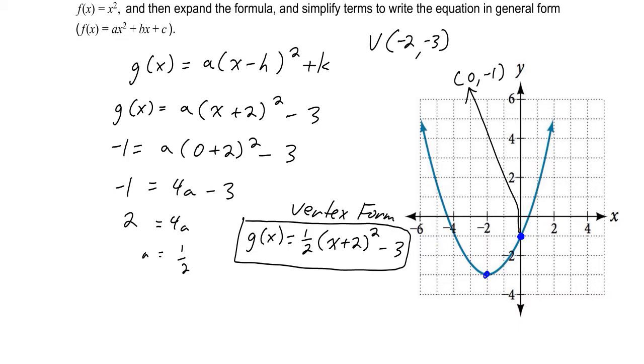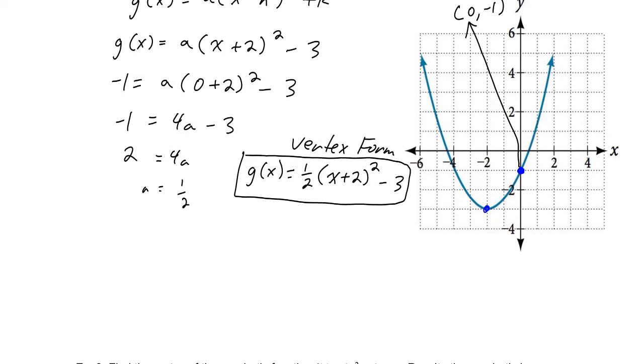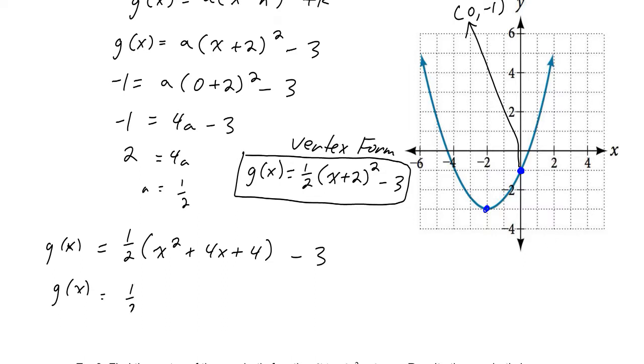To write it in general form, we need to expand that. So this would be 1/2 times, now x plus 2 squared, x plus 2 times x plus 2, that would be x squared plus 4x plus 4, minus 3. So g of x equals, distributing that, we'll have 1/2 x squared plus 2x plus 2 minus 3.